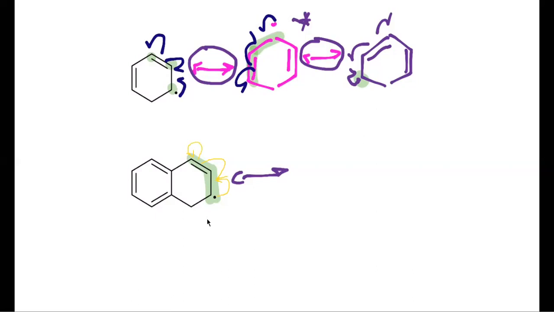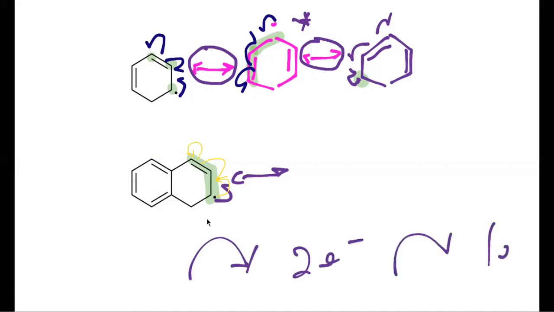The 1% where I disagree is that you need to use fish hooks, single-headed arrows. Anytime you use a two-headed arrow, that means you're moving 2 electrons. When you use a single-headed arrow, that means you're moving 1 electron. And anytime you're working with radicals, you have to use single-headed arrows. But the pattern itself is correct. So your other resonance form is going to look like this, where the double bond is now here, and then the radical is here, and then you have the aromatic ring over here.